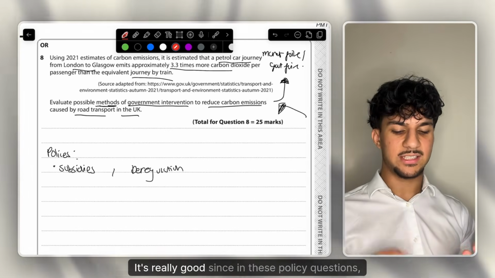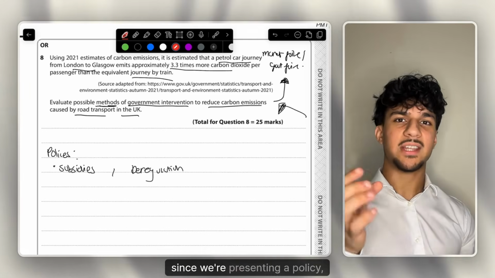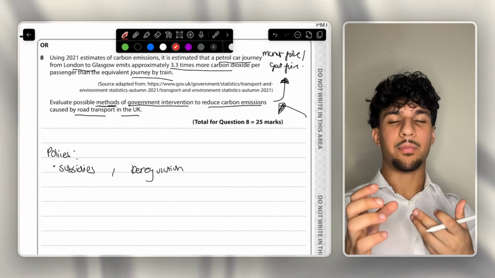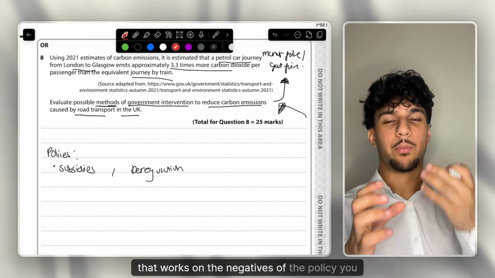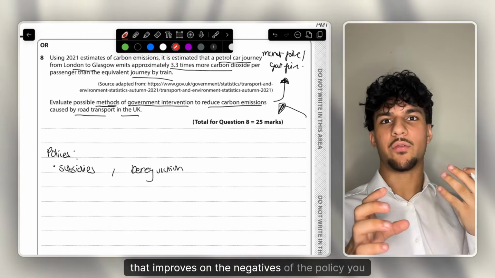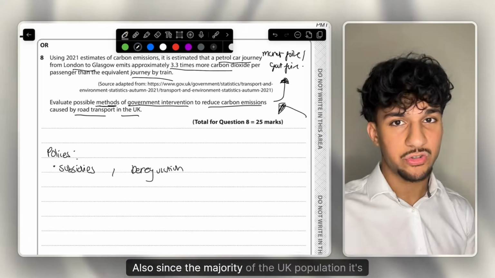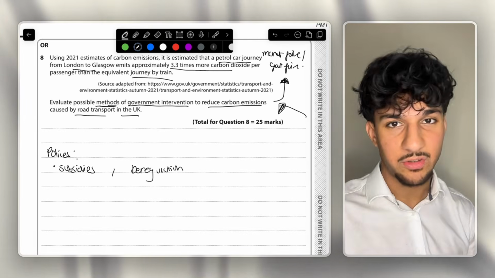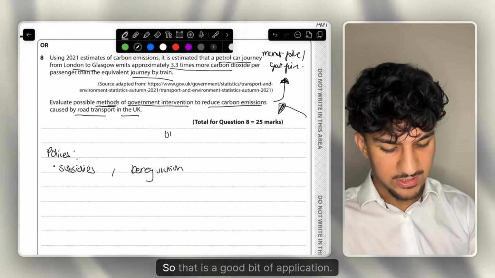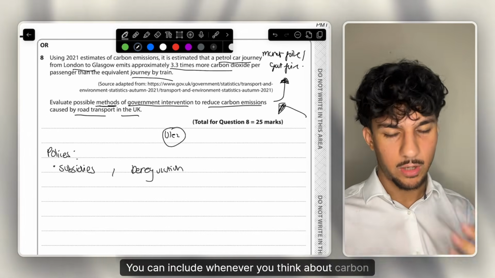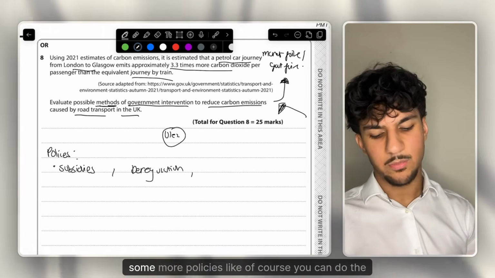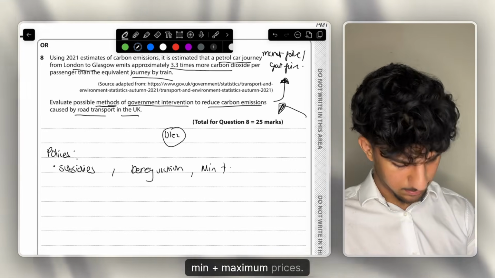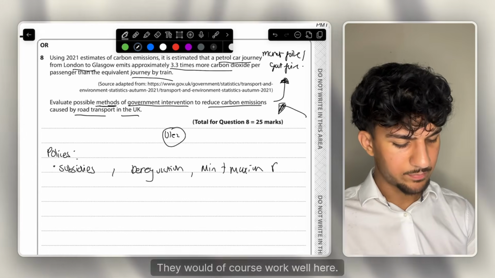And it's really good since in these policy questions, since we're presenting a policy, a great evaluation is actually just presenting another policy that improves on the negatives of the policy you presented. Also, since the majority of the UK population, it's very likely that you watching this are from London. London, of course, has ULEZ, so that is a good bit of application you can include whenever you're thinking about carbon emissions, anything to do with cars. And then some more policies, of course, you can do the classic ones, minimum and maximum prices. They would, of course, work well here.